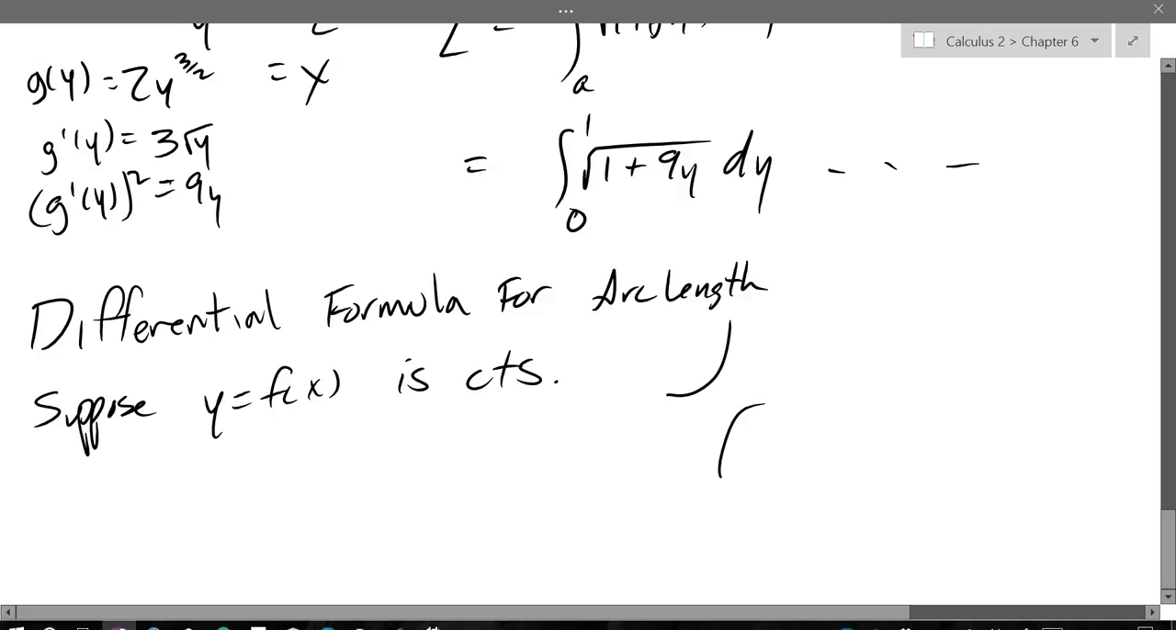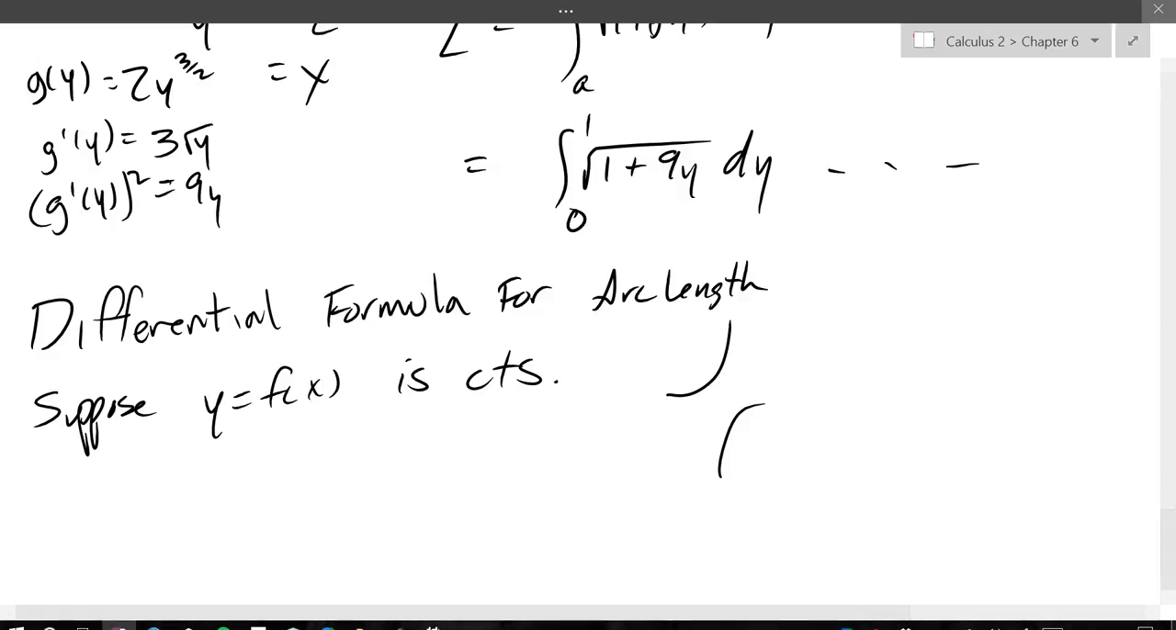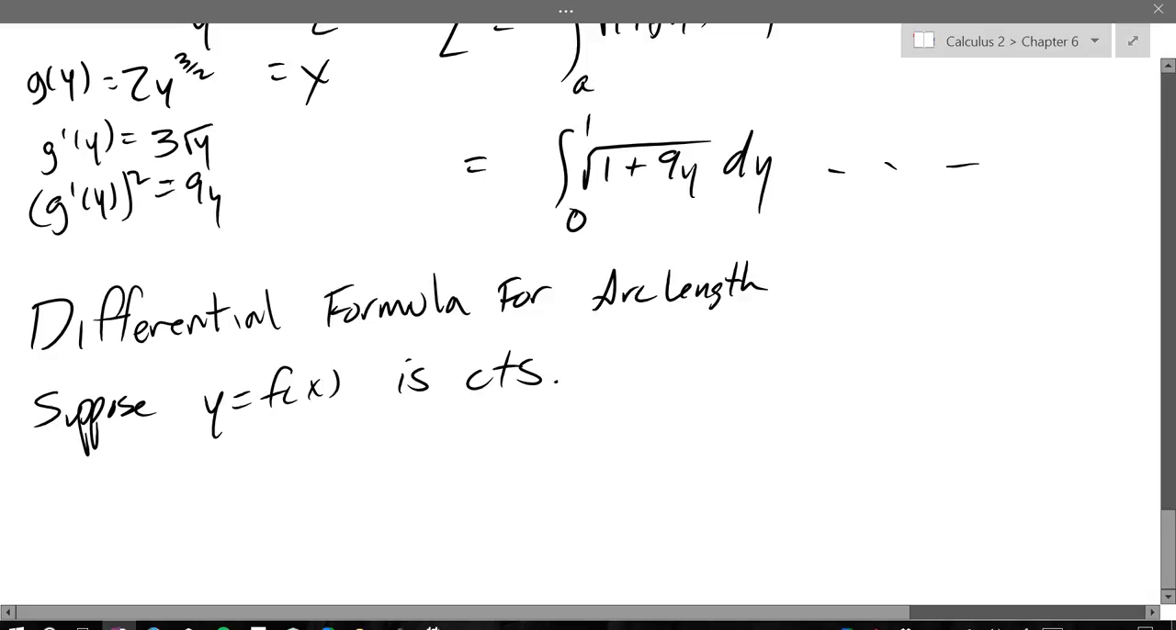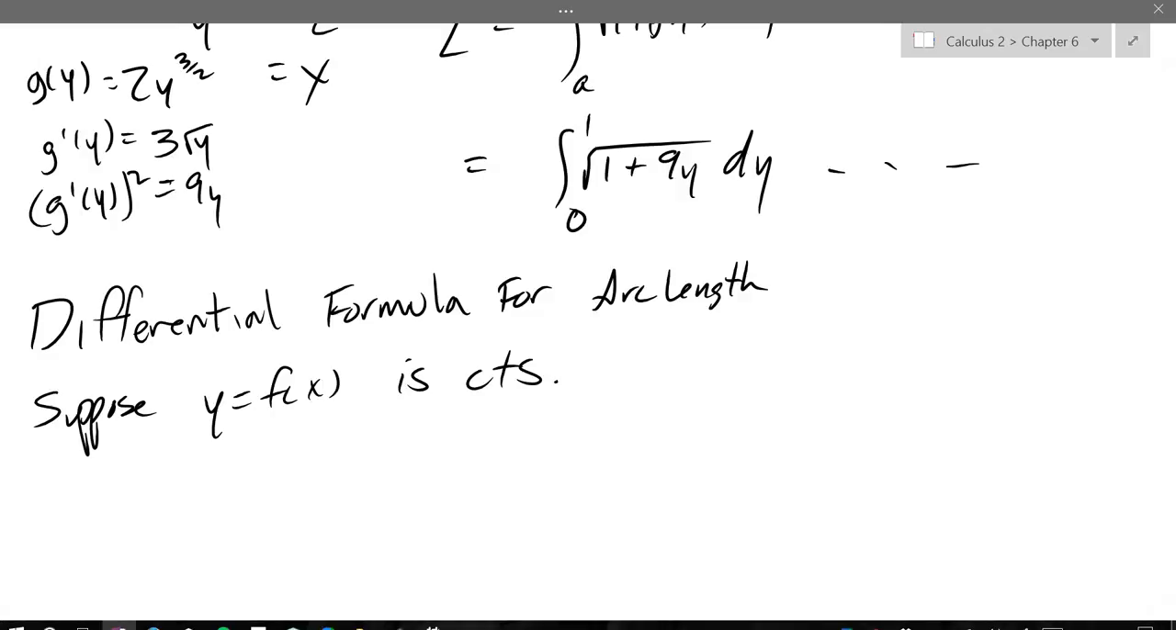So continuous for us really just means there's going to be no jumps in the graph, no vertical asymptotes we're going to integrate across. If your function is not continuous and you still want an arc length, you would break it up into sections that are continuous, measure each of them individually, and add them all together. That's how you would handle a non-continuous function. If there's three pieces, you add up all the lengths of the three pieces.